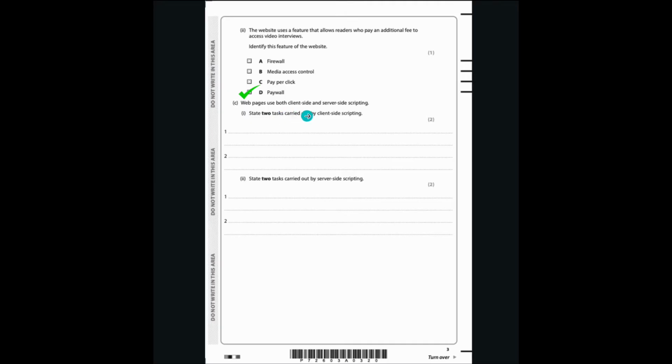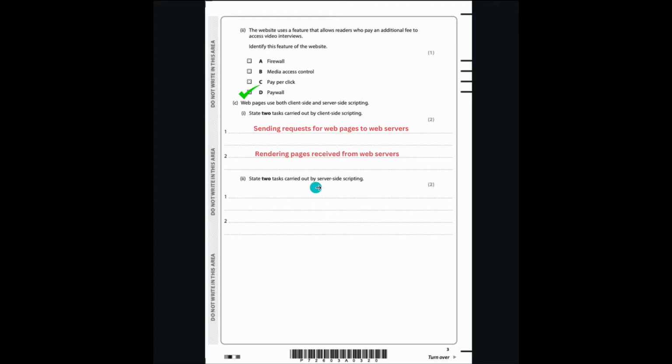Web pages use both client-side and server-side scripting. State two tasks carried out by client-side scripting. The number one is sending requests for web pages to the web server. The second is rendering pages received from the web server. So whatever request they make to the web server, the web server gives us the response, then it renders the pages received from the web server, right? So it displays whatever the web server returns through our request.